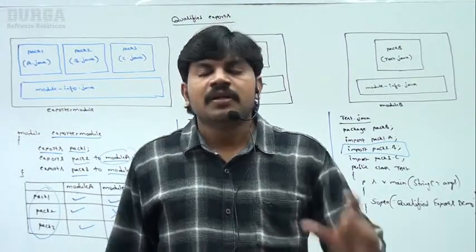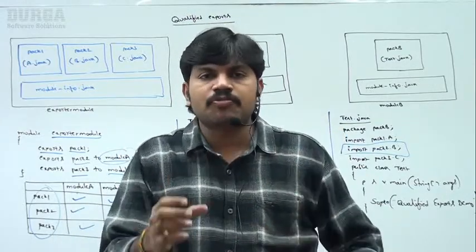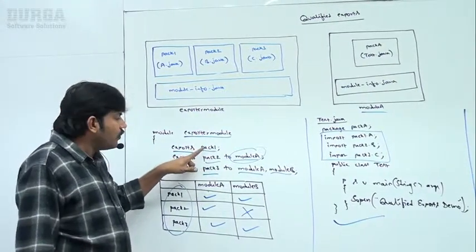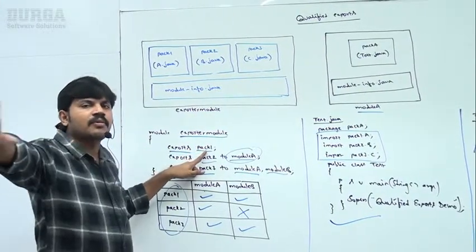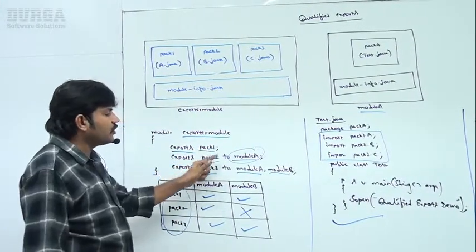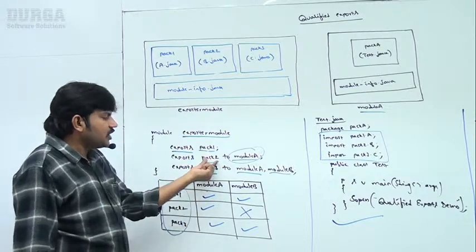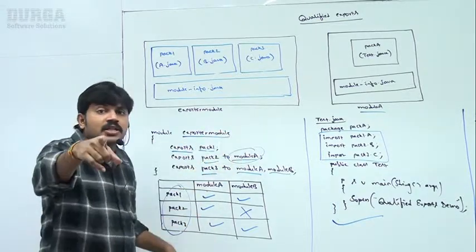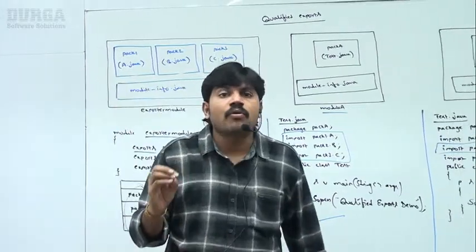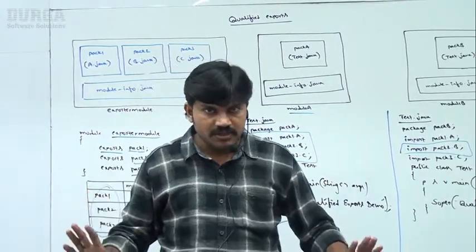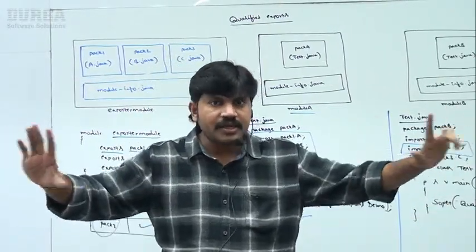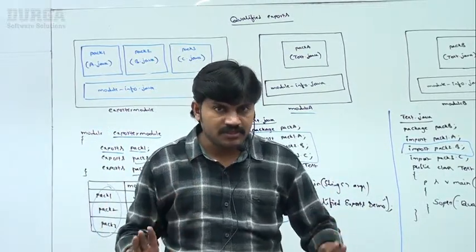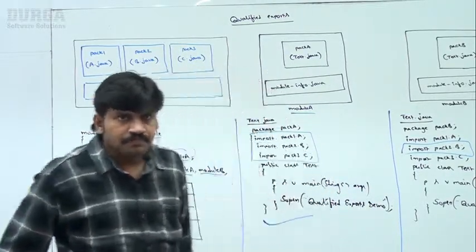Observe the difference. Normal exports pack 1. If you consider exports pack 1, now pack 1 is available for all the modules. Exports pack 1 to module A. Now this package is available only for this particular module. Such type of concept is nothing but what, sir? Qualified exports concept. Are you in a position to understand, right? That's all, sir. You people should have clear clarity about this terminology, right? Okay, that's all, sir. Thank you.